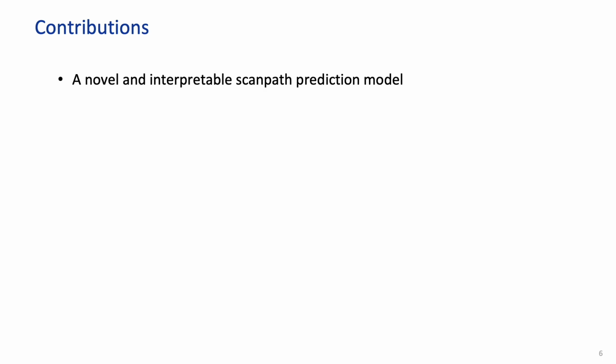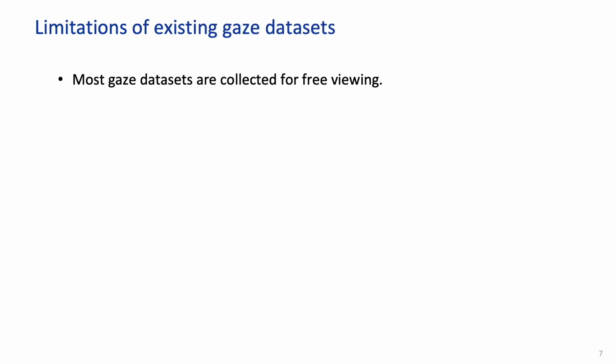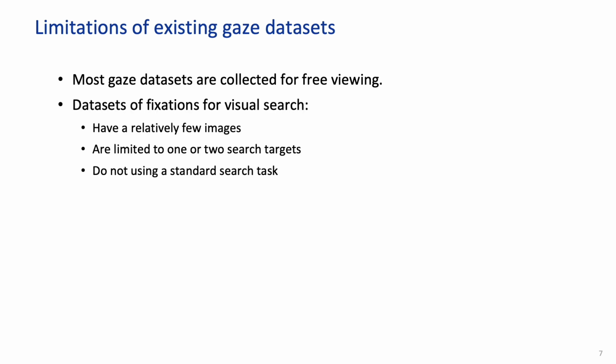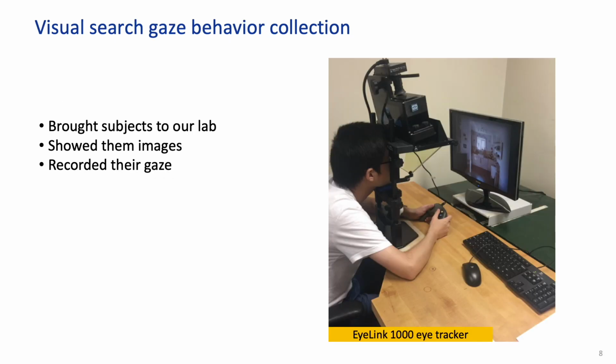First, we present a novel, interpretable scan path prediction model. Second, to train this model, we create a large-scale visual search gaze dataset. Up to now, larger-scale gaze datasets for free viewing are available. However, there's no such dataset for standard visual search with more than a few search targets. So we collected a larger-scale gaze dataset for visual search under well-controlled conditions.